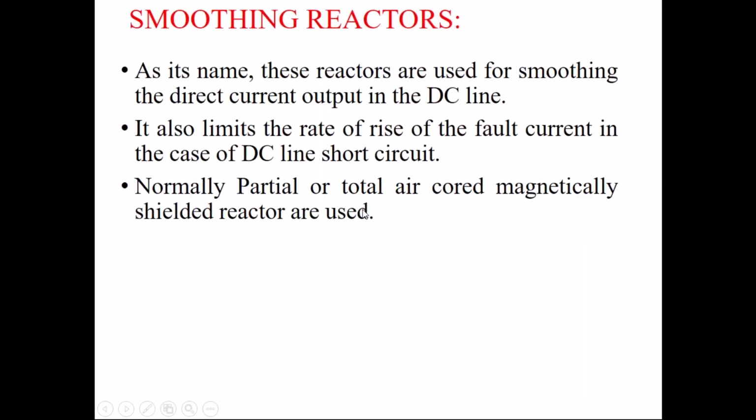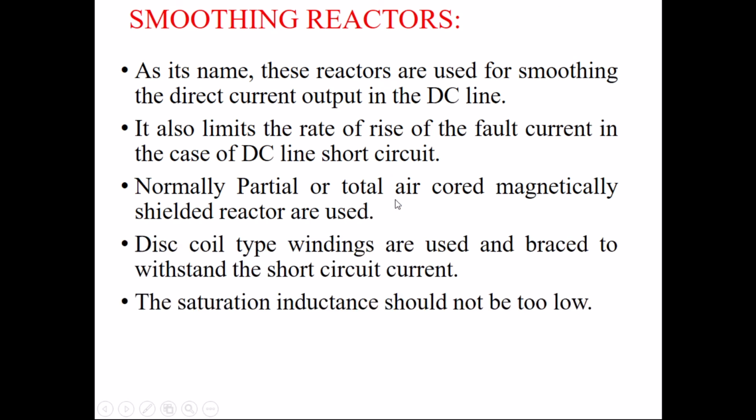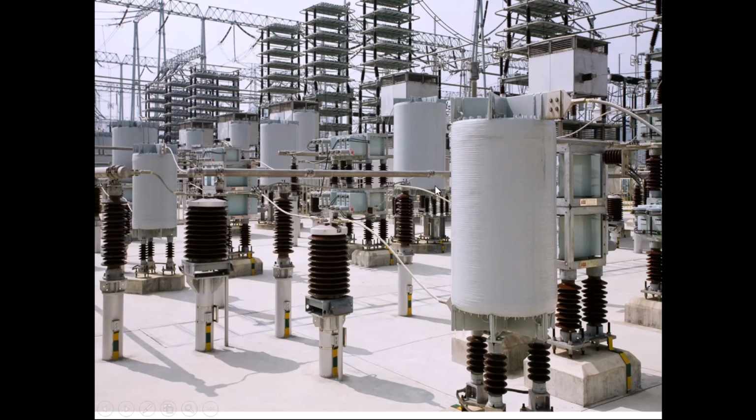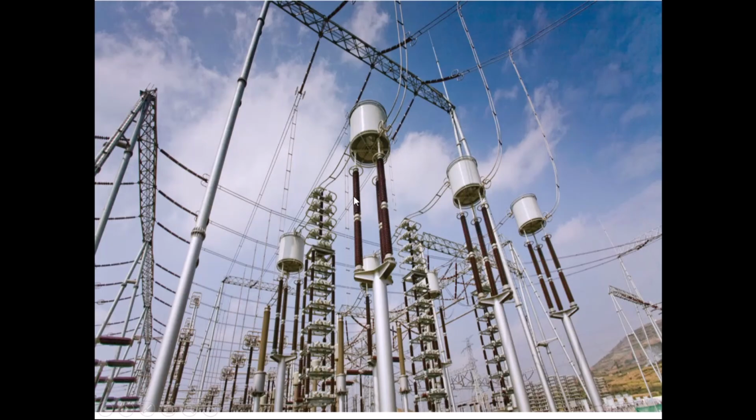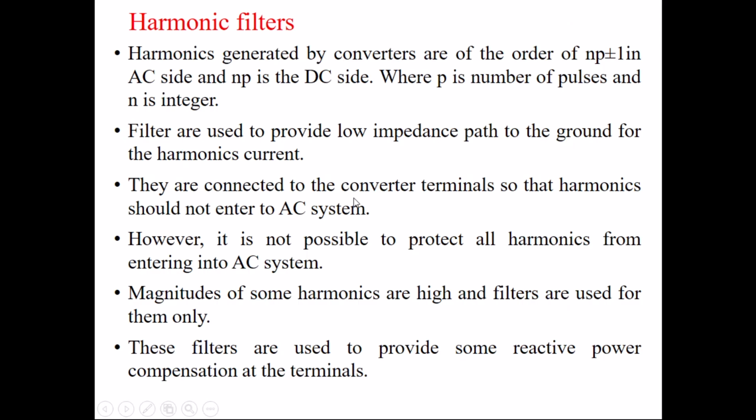Then the smoothing reactor: why we require it and what is the purpose of using the smoothing reactor at the DC side, to smooth the DC current and to reduce the rate of rise of fault current. And these are some pictures of this reactor. So in the next lecture we will go to the next component, harmonic filters and other components.